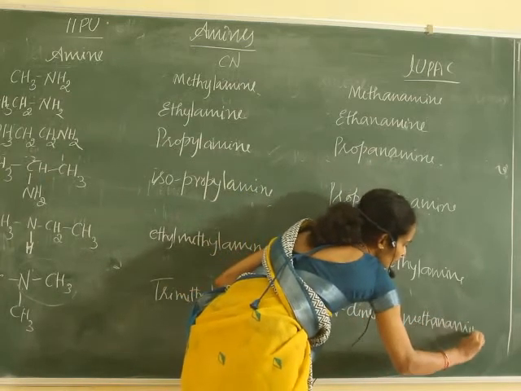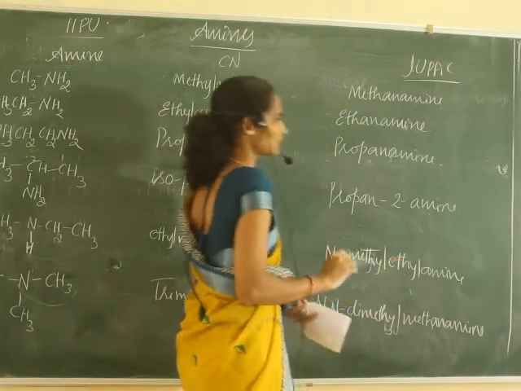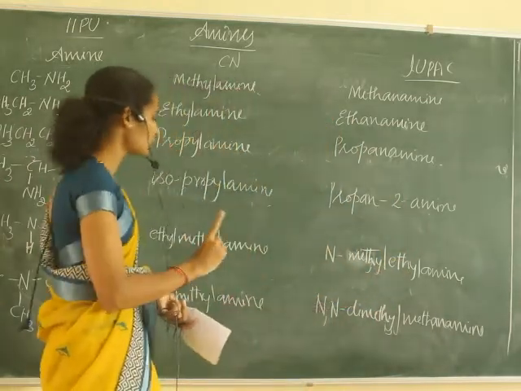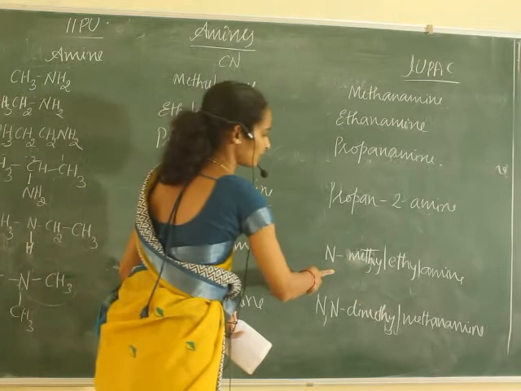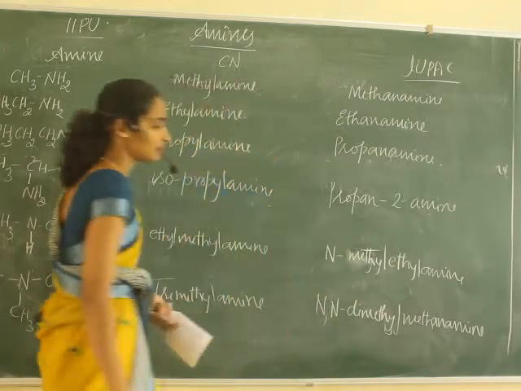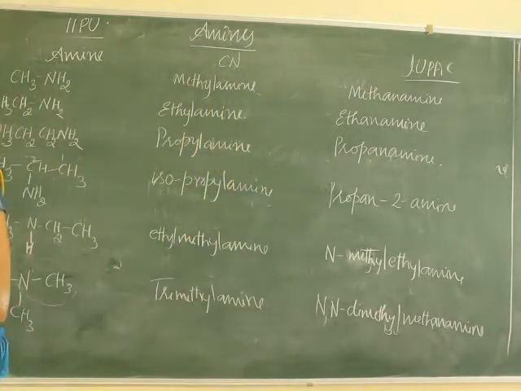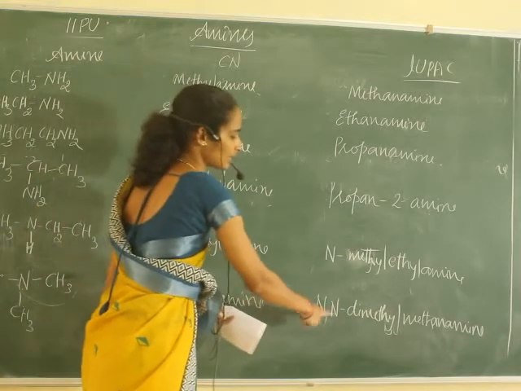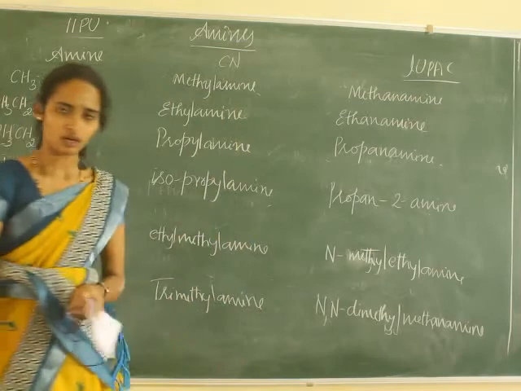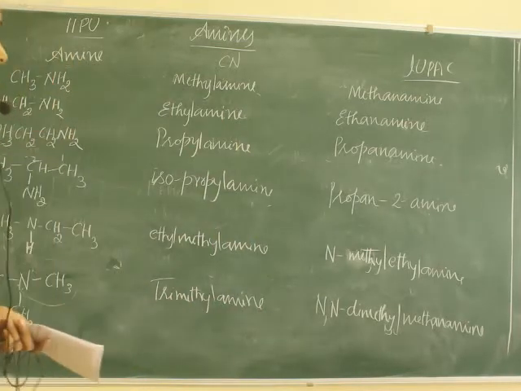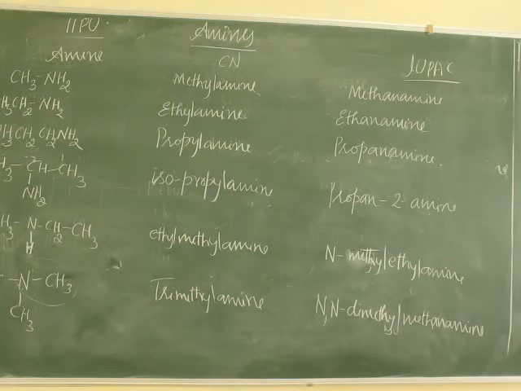So, you must be very careful while writing the IUPAC name of these compounds. Usually they ask for N-methyl ethylamine or N,N-dimethyl methenamine, or they will ask to write the structure of N,N-dimethyl methenamine or N-methyl ethyl amine. Next one.